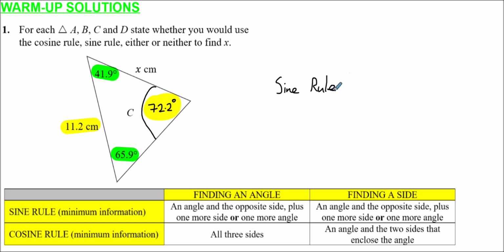So could we have used the cosine rule as well? Well, the cosine rule, we need it to find this side x here. To find a side using the cosine rule, we needed an angle and two other sides. We only knew one side, so no, we couldn't use the cosine rule. This one would be the sine rule only.